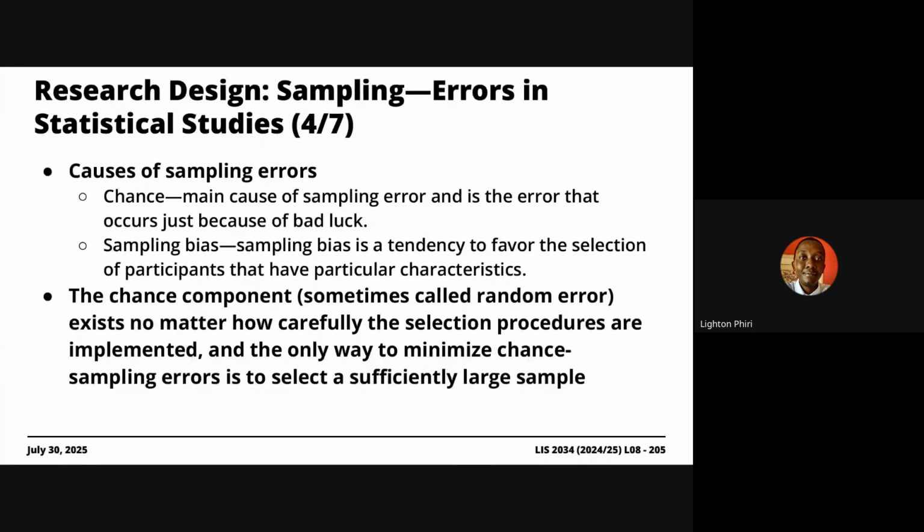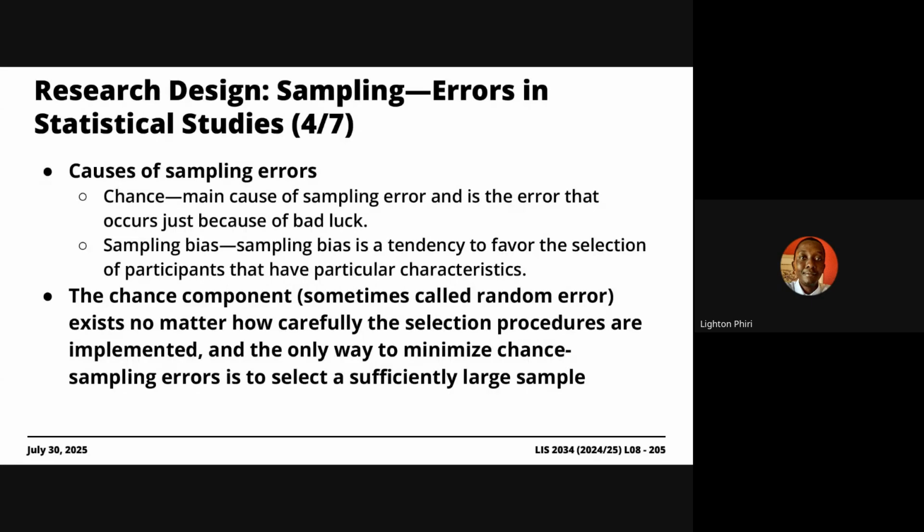You want to make sure when you're conducting research that you eliminate bias, right? And bias is not just tied to a tendency to favor selection here. It will be like you responding to your own research studies. You create a questionnaire and then you're also a respondent, yeah? Anyway, so the chance component, often called random error, exists no matter how careful the selection procedure is, right? So the first reason here always happens, right? And the only way to minimize chance sampling errors is to select a sufficiently larger sample size.